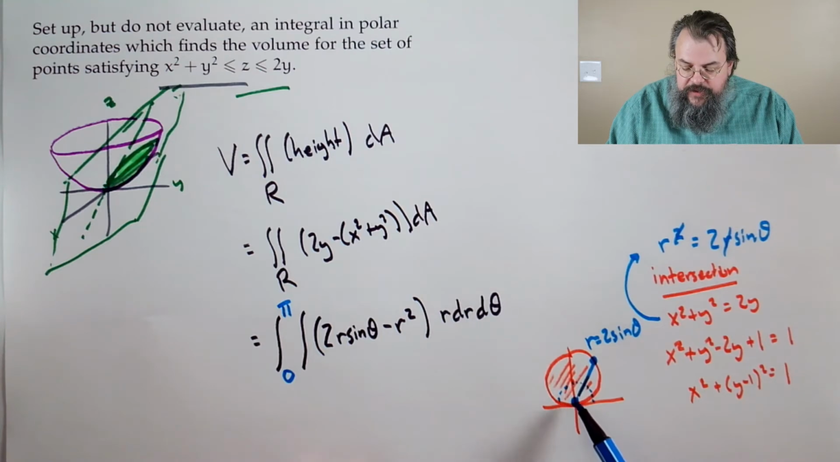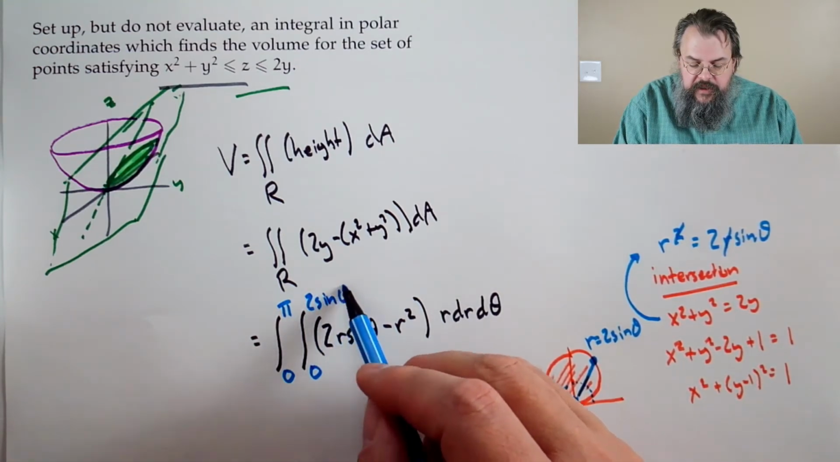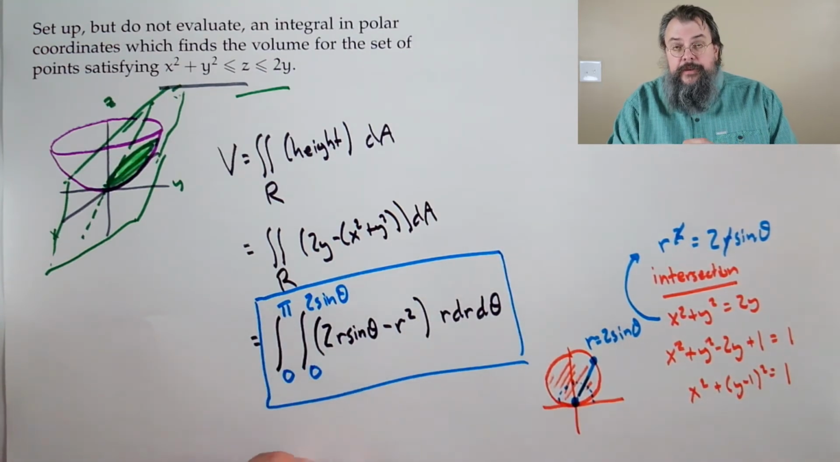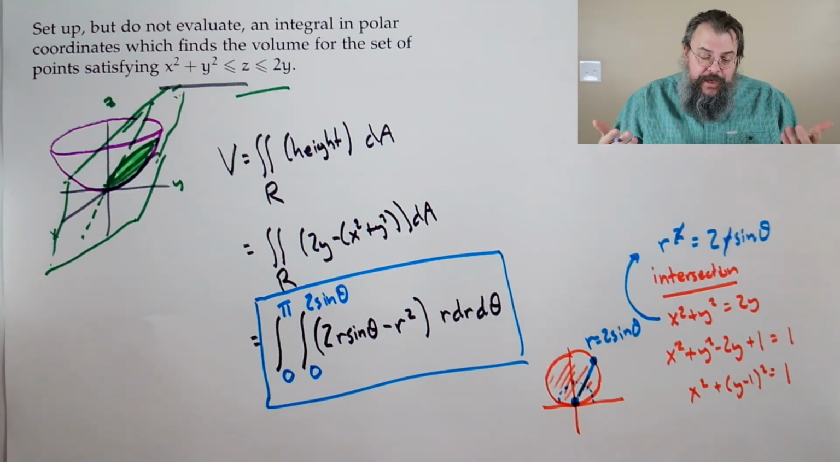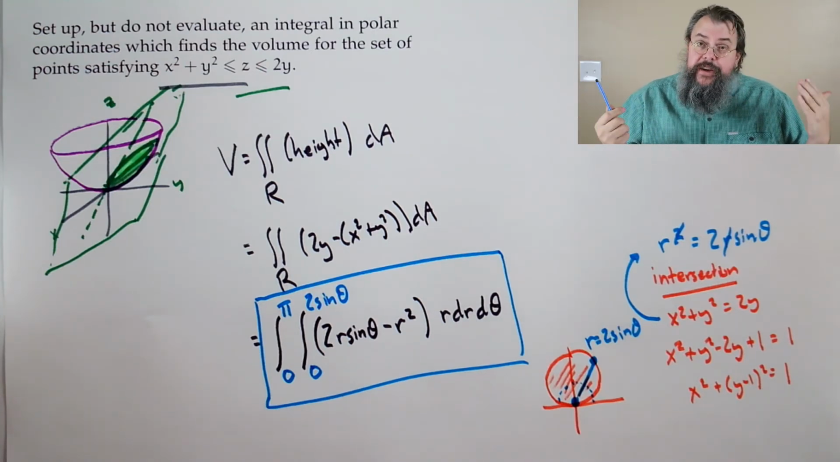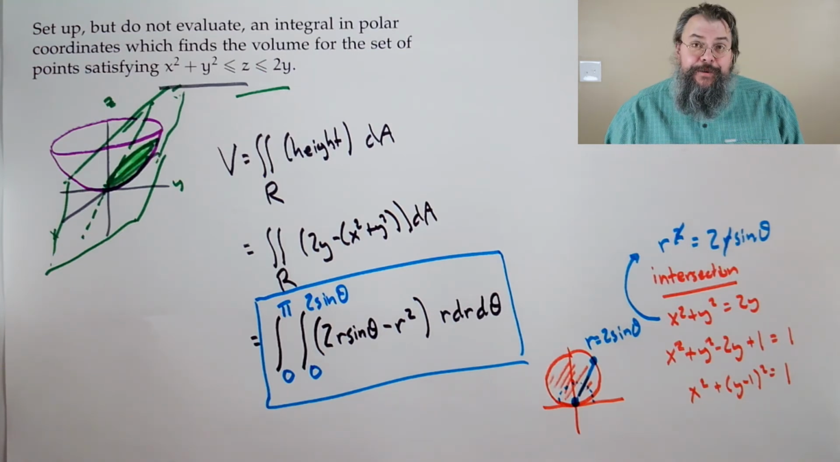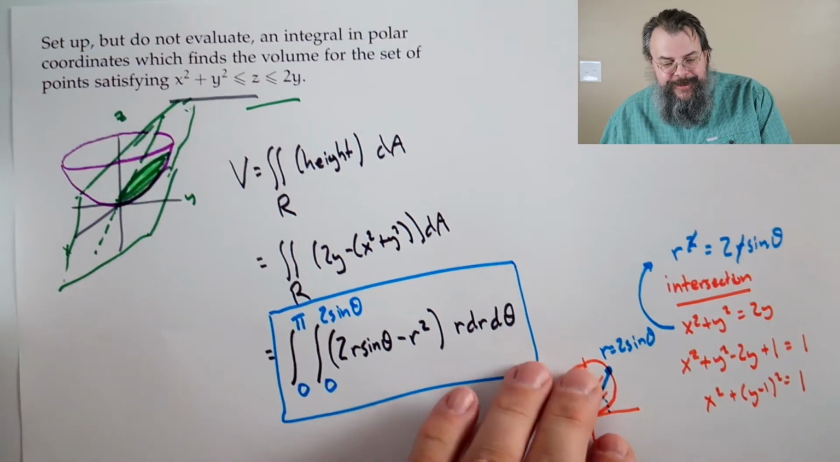Where does r go from? Goes from the center, the origin, out to the curve. From 0 out to 2 sine theta. And we're done. There we go. This integral, if we carried it out, and we could, in theory, carry it out, we have to be patient, but we're patient people. Come on, we're math people. We can do patient things. We'd actually get the volume that we were after. But we don't have to do it. We just have to set up. Woo! All right. Good. Good.